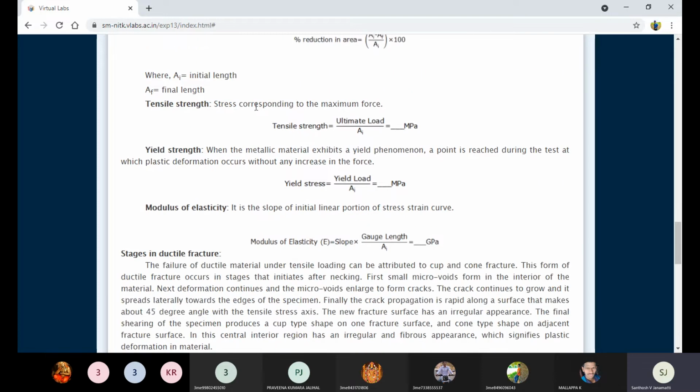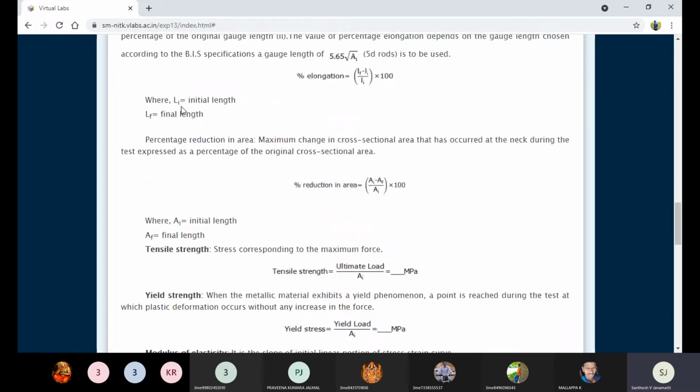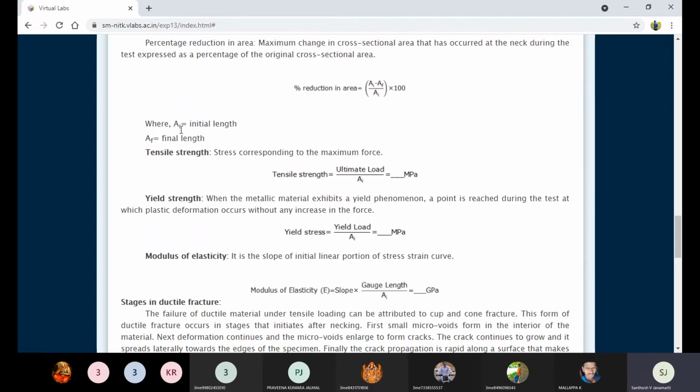Here Li is the initial length and Lf is the final length. Ai is the initial area and Af is the final area. It's not a length, it is the area. This would be a mistake. This is the initial area and final area.